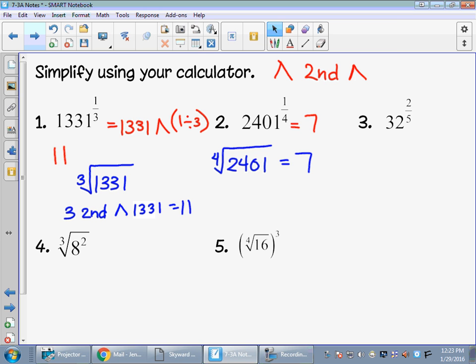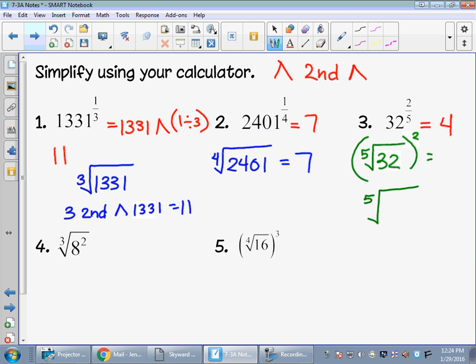32 to the 2/5. When you type that into your calculator, you could take 2/5 and change it to a decimal, which is 0.4. So you could raise it to the 0.4 power. You should get 4. If you're going to type it in as a radical, that would be the 5th root of 32. I'd figure that out and then raise it to the 2nd power. So after you find the 5th root of 32, you could put the squared on the outside, or you could take the 5th root of 32 squared. But in the end, you should get 4 either way.